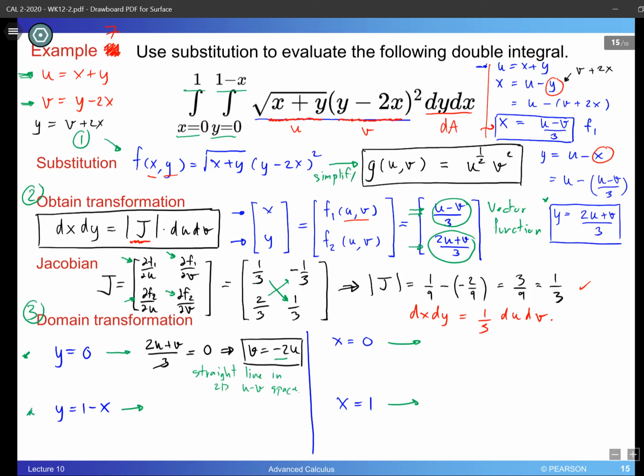y equal to 1 minus x. So once again, y equal to 2u plus v over 3. And equal to, oh, what about I do this instead? What about I move x to the other side? So this way should be easier. So moving x to the other side, I have x plus y equal to 1. And from above, right here, x plus y equal to u. So I can just use this right away. So in the end, this is just u equal to 1.